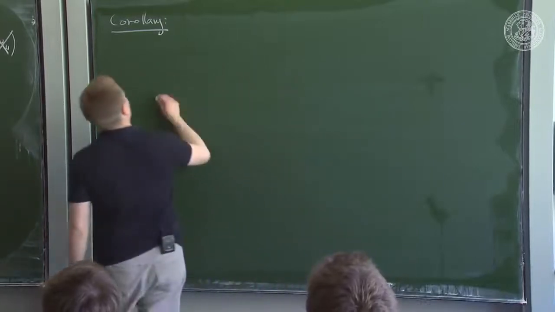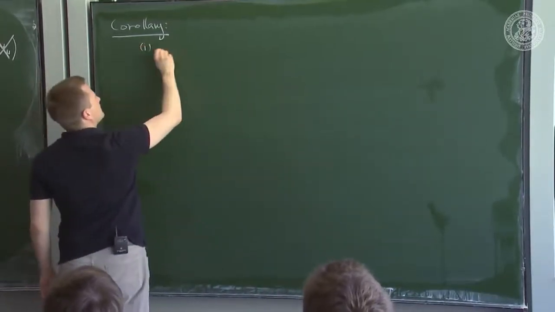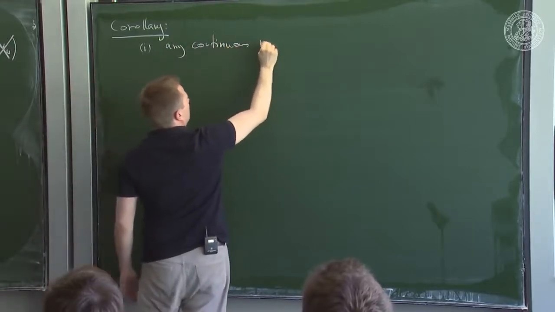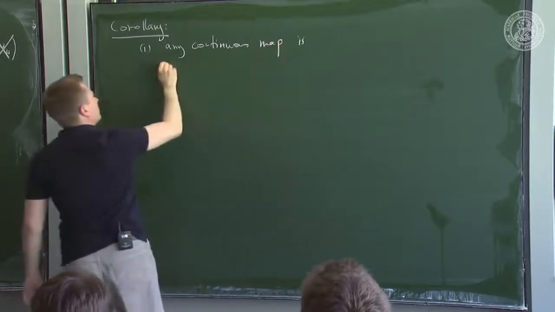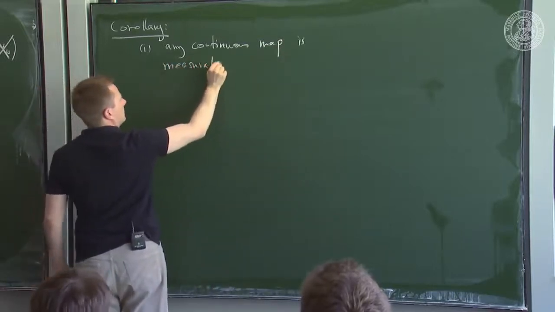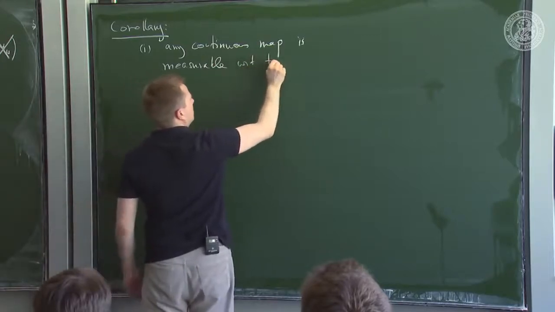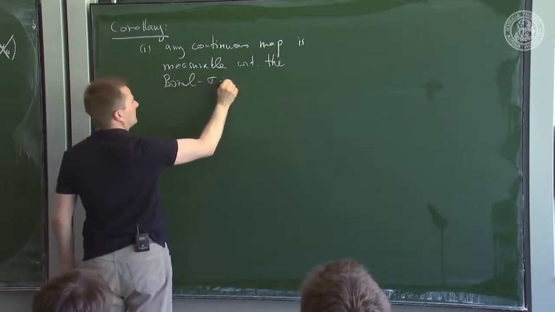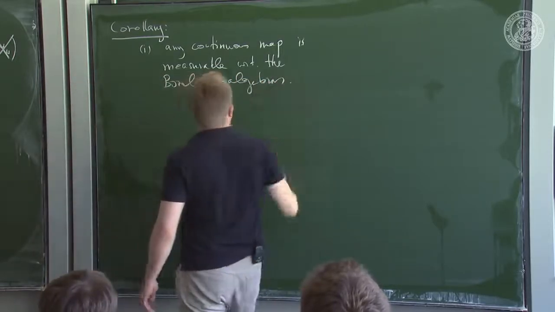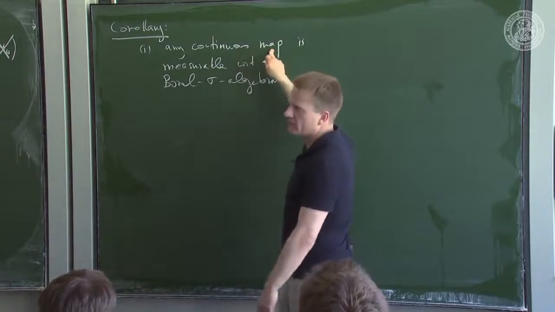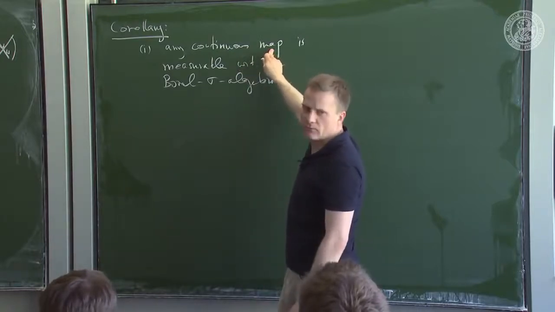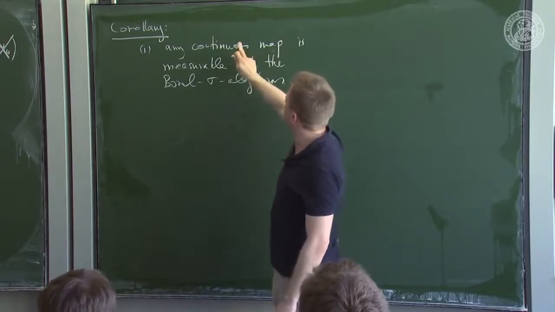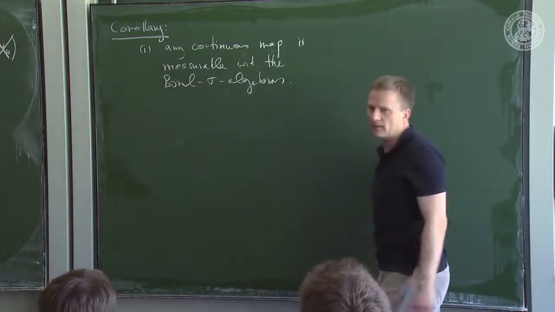Good. Okay. So corollary. The first one is any continuous map is measurable with respect to the Borel sigma algebras. Why does this make sense? Well, in order to talk about a continuous map, you need a topology on the domain and the target. Once you have topologies, you have the Borel sigma algebras on the domain and the target. And so it makes sense that a continuous map is measurable with respect to the Borel sigma algebras.